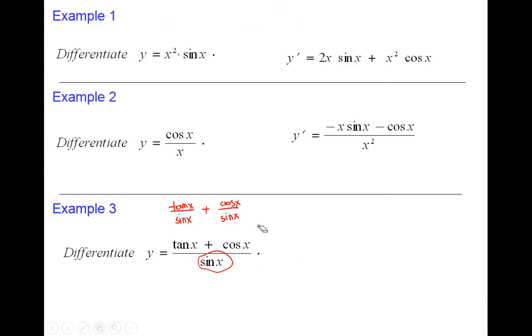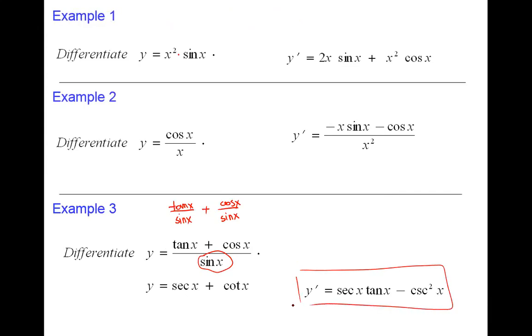Okay? I did simplify, I did rewrite, and tangent over sine, if you simplify this, you will get secant of x. Cosine over sine is cotangent. The good thing is I am avoiding a quotient rule. The derivative of secant of x is secant tangent, the derivative of cotangent is negative cosecant squared. We can see how fast we can get this.